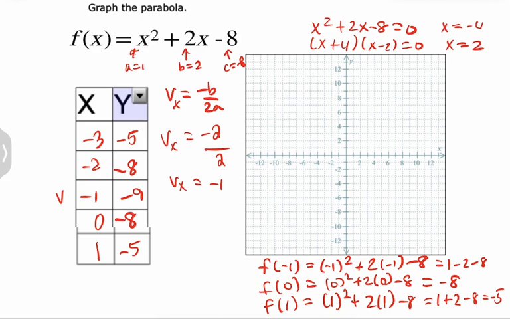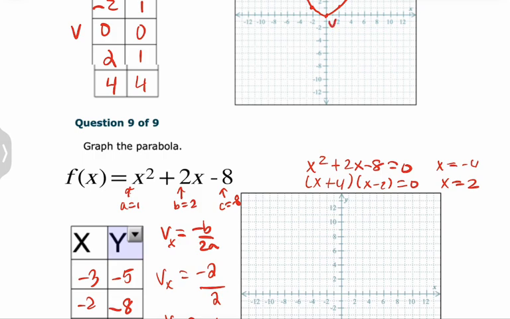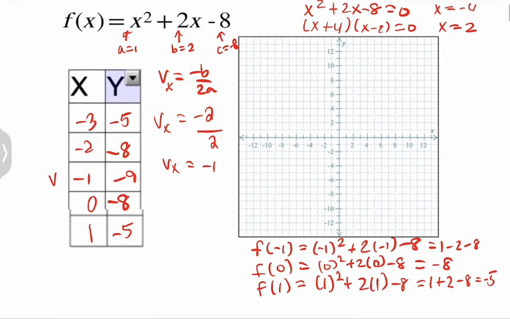Okay, so if we go over to our graph, I always put the vertex on. And get in the habit now. This one up here, I did not label it, but let's go ahead and label our vertex. So at 0, negative 8, oh, I'm sorry, never mind. That's not quite it. At negative 1, negative 9, I have a vertex. At 0, I'm at negative 8. At negative 2, I'm also at negative 8. At 1, I am at negative 5. At negative 3, I'm also at negative 5.